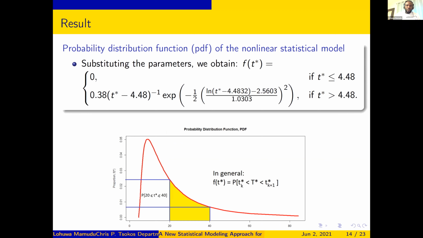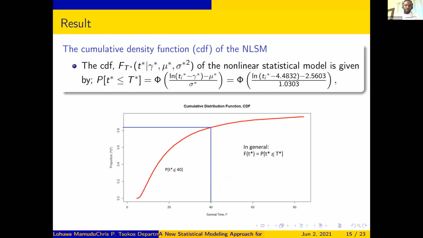Then we make a step further to find the CDF, which is the cumulative distribution. We find the cumulative distribution by taking the integral of the PDF. By finding the cumulative distribution, we are able to come up with a phi, which you see over here is the standardized normal cumulative probability function. This CDF plot is going to help us estimate the probability of an individual surviving up to a given time T star. For instance, we want to find the probability of an individual surviving up to, let's say, 40 months. Using this CDF plot, we are able to find the probability.